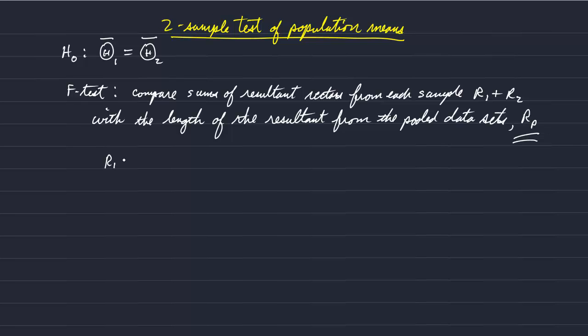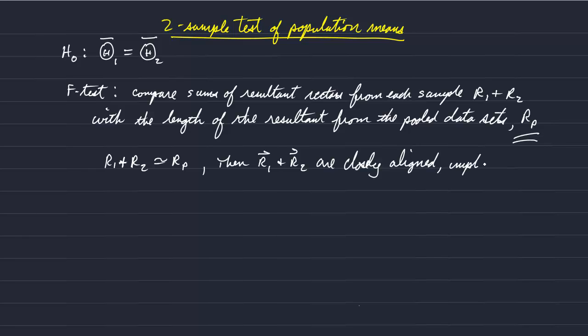So if R1 plus R2 is about equal to Rp, then that indicates that the vectors R1 and R2 are closely aligned. Implying that the directions of the population sampled are indeed approximately equal.